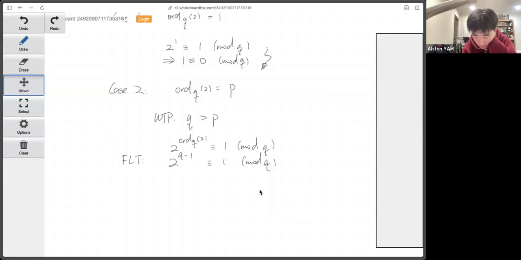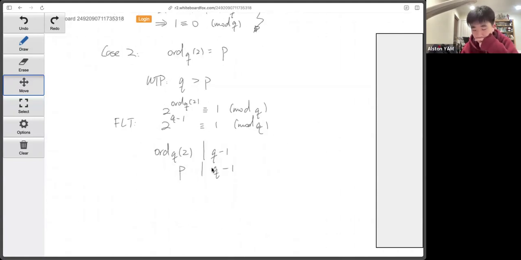We know that the order of 2 with respect to q divides q minus 1, right? So that is our fundamental theorem of orders. But wait, what is the order of 2 with respect to q equal to? In this case, it's equal to p. So p must divide q minus 1.